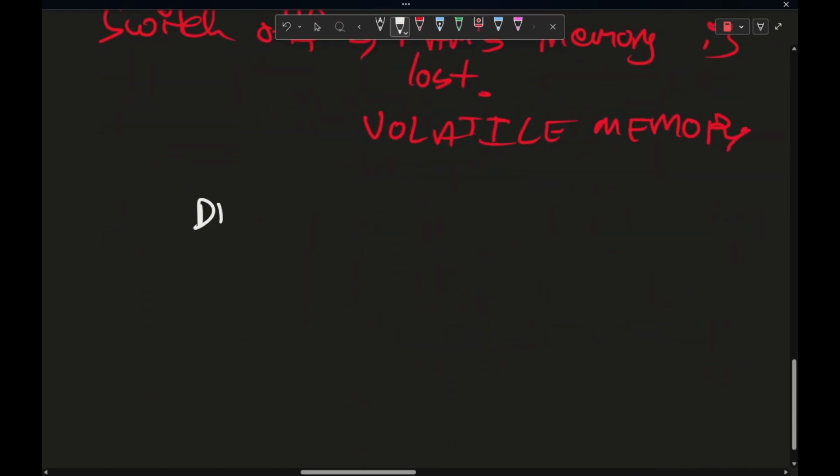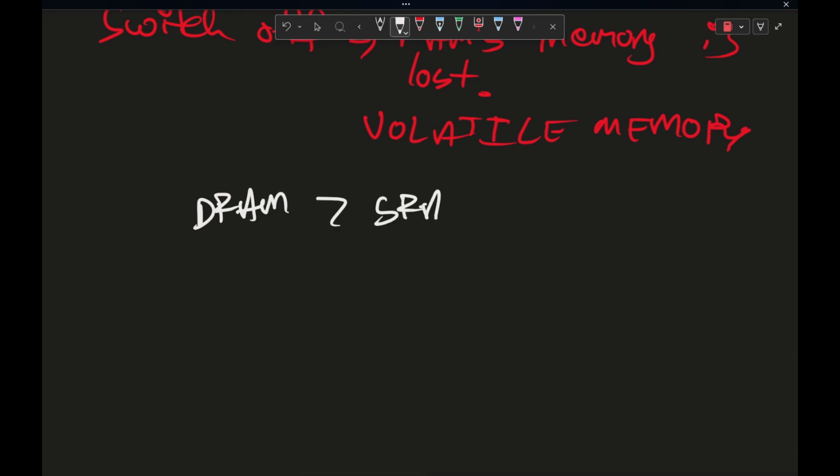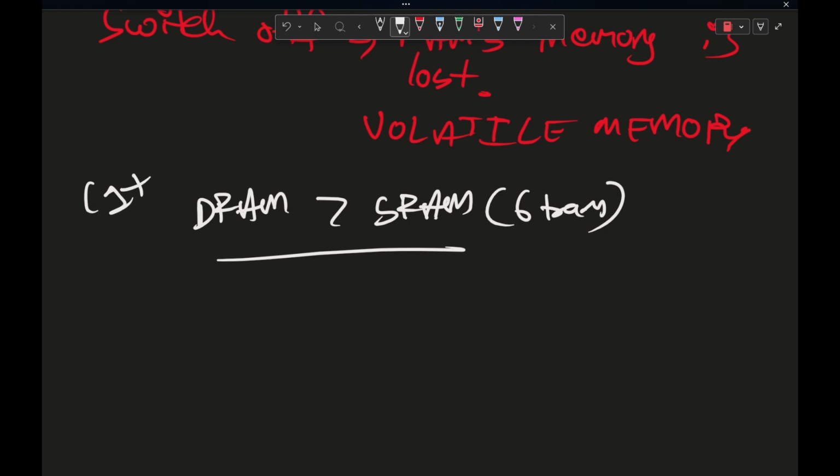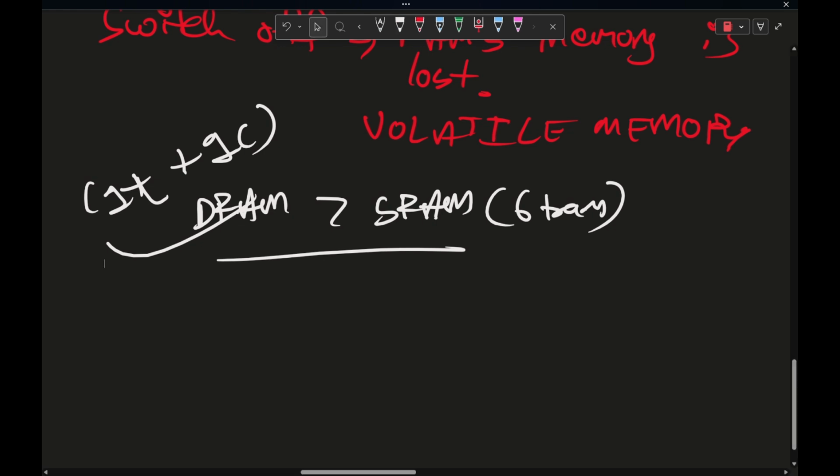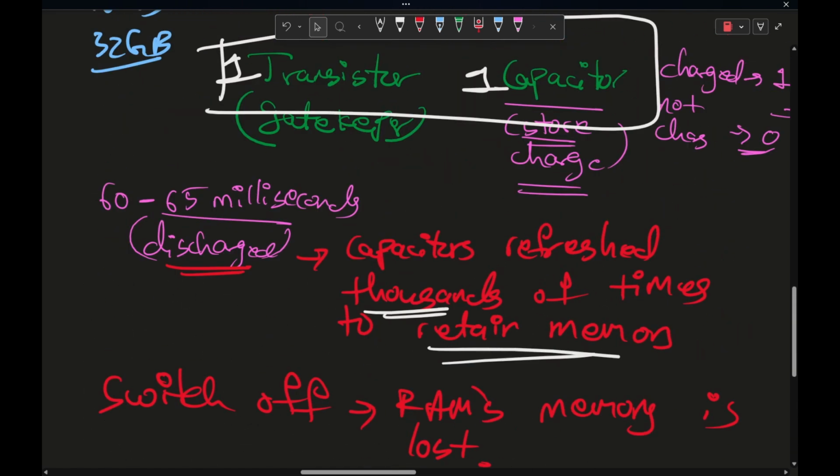So the memory of DRAM is generally greater than SRAM, because over there we had 6 transistors, and over here it is just one transistor plus one capacitor. That's why DRAM can store a larger amount of memory as compared to SRAM, and it is also cheaper. So that's why we have 32 GB of DRAM, while SRAM is quite small in memory as compared to DRAM.